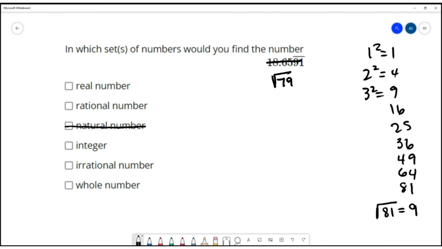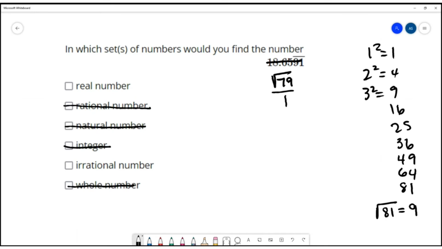This particular example, 79, is not a perfect square, so it's not one of those. So we can eliminate it from the natural numbers, the whole numbers, and the integers. In addition, we can eliminate it from our rational numbers. We can write this as a fraction. Square root of 79 is square root of 79 over 1.